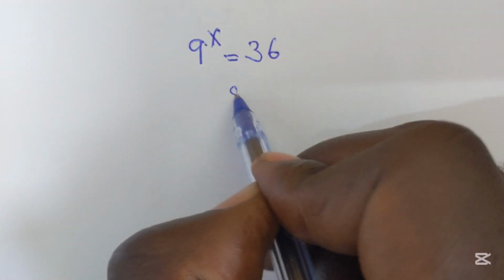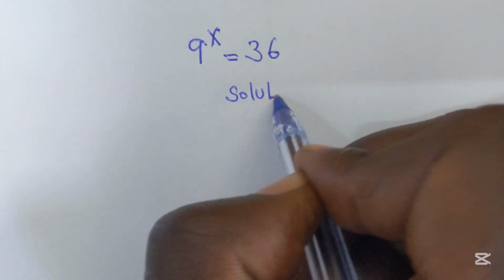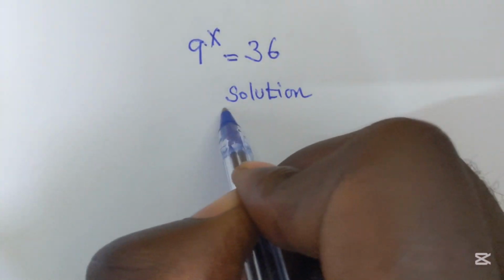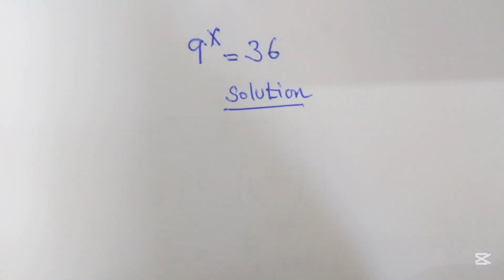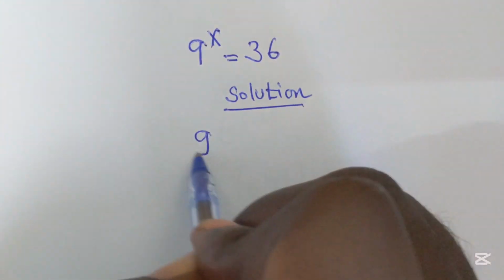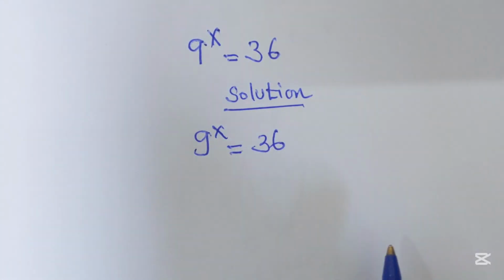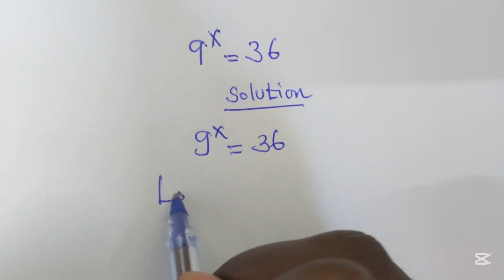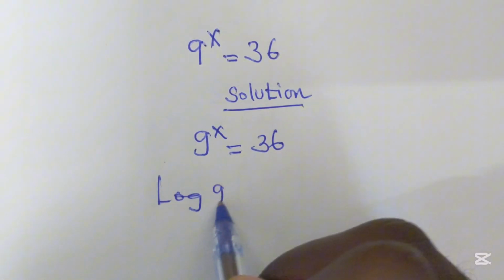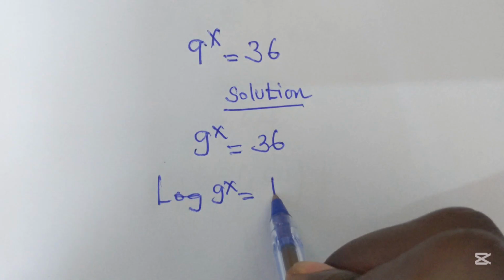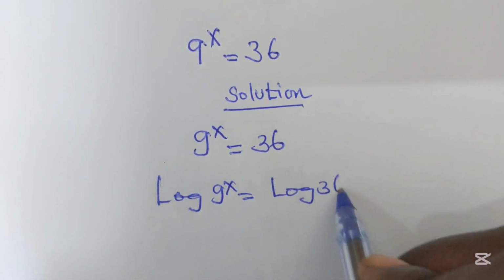Let's provide solution. Very quickly, now we have given 9 power x equals 36. Now, what can we do? At this stage here, we have to apply logarithm. Logarithm of 9 power x equals logarithm of 36.